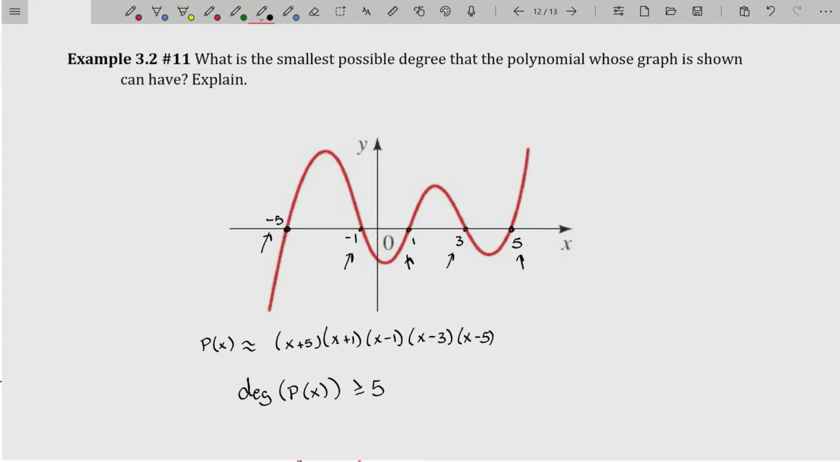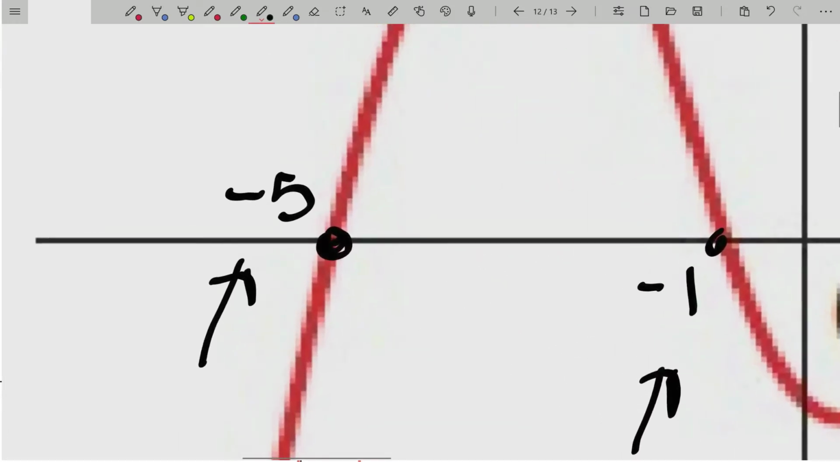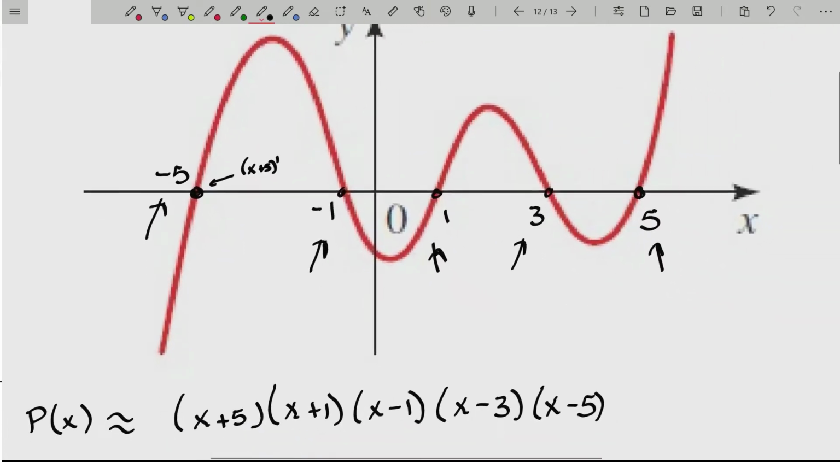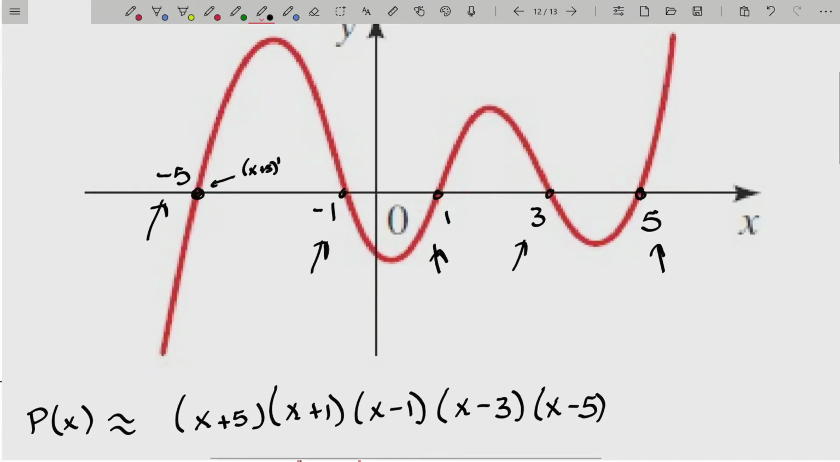Could it be more? Maybe. It might be a higher degree. It depends. I can't zoom in enough to see if that acts like a line going through there. It sure does look like one to me. So that totally looks like an x minus a -5 to the first power. In other words, a line shifted 5 units to the left. It totally does look like that to me. So I'm pretty confident saying all of these are first degree locally, are like lines.